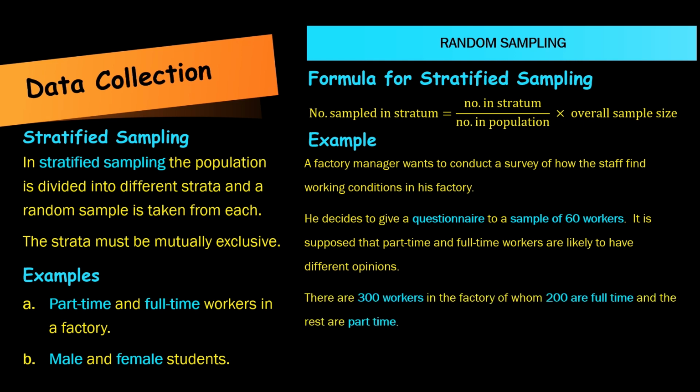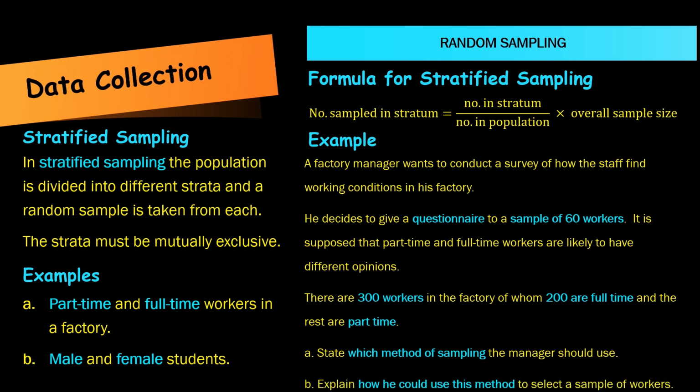There are 300 workers in the factory, of whom 200 are full-time and the rest are part-time. A. State which method of sampling the manager should use. And B. Explain how he could use this method to select a sample of workers.